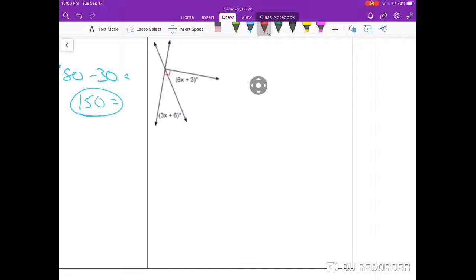Again, I have this 90-degree angle here. So I'm going to make sure that I know that this is all 90 degrees. And if you remember from class and our foundation stuff, if this portion is 6x plus 3 and this portion is 3x plus 6, if I add them together, I'm going to get 90 degrees. So I'm going to set my equation up as 6x plus 3 plus 3x plus 6 equals 90, and I'm going to solve from here.